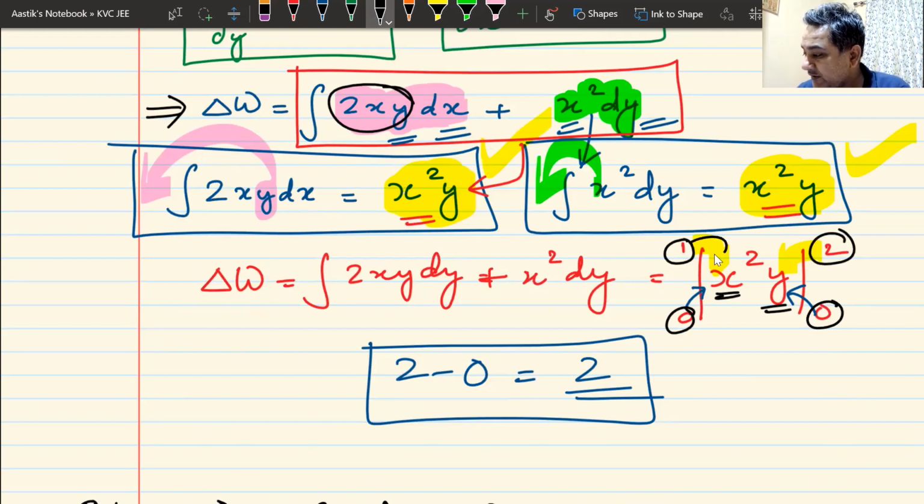So first I put x as 1 and y as 2. What will I get then? 1 square multiplied by 2. What is 1 square multiplied by 2? It is 2. Then I put the value of x as 0 and the value of y as 0. 0 multiplied by 0, what is this? That is 0. So I get 2.